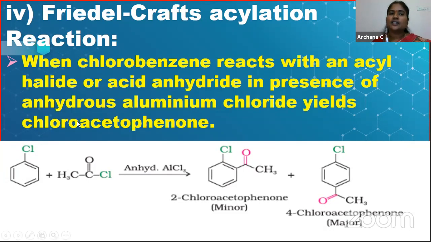Here, acylation. Whenever chlorobenzene reacts with an acyl halide, see, this is the acyl halide, CH3, C double bond O, Cl, or with an acid anhydride, in the presence of the same anhydrous aluminum trichloride, it gives 2-chloroacetophenone. So how do we write the name for this one?